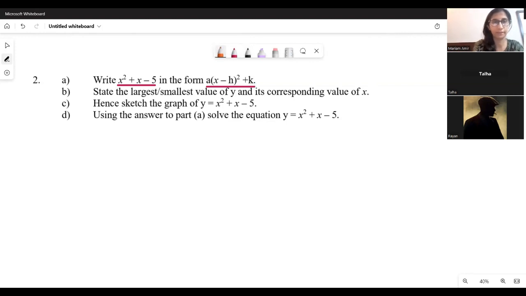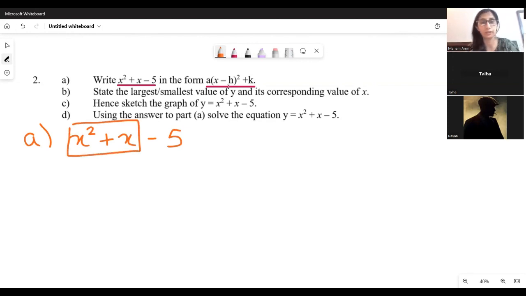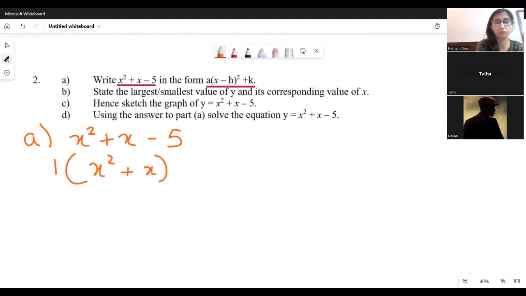Okay. So part A, x square plus x minus 5. The first step is you take the coefficient common here. There's nothing common, so you can take one common. So 1 is common, x square plus x, and keep the constant to the side, minus 5. Now you have to change this into completed square form, bringing the square outside the bracket.